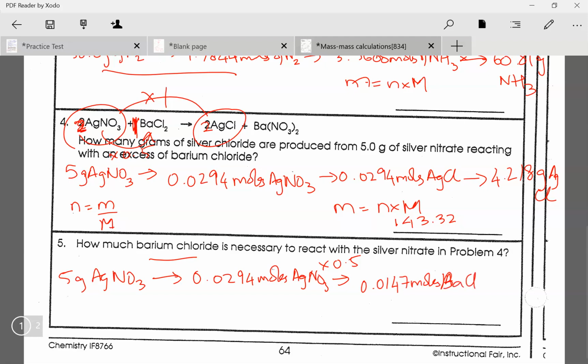of barium chloride. Now I have to again multiply by the molar mass of barium chloride, which happens to be 208.23. Because I'm doing the same formula here. Mass, which I want to find, is number of moles times molar mass. So times 208.23 is 3.061 grams of barium chloride. So hopefully this is clear.